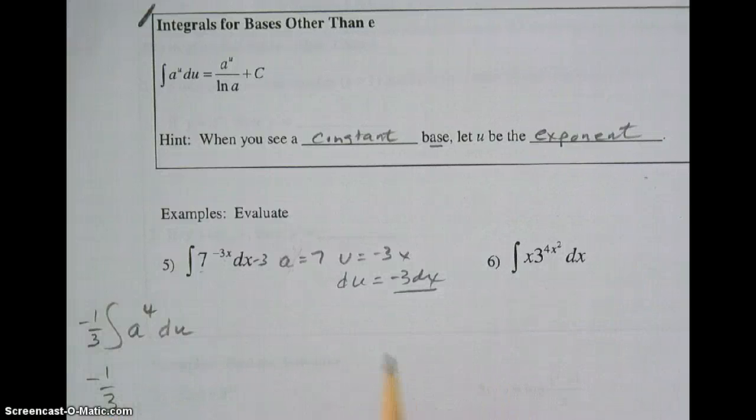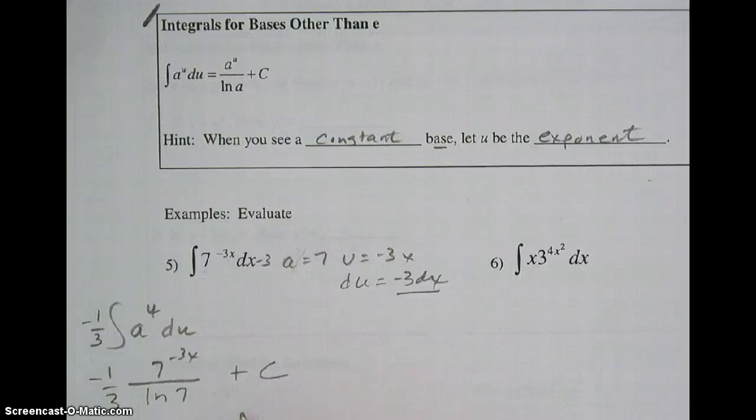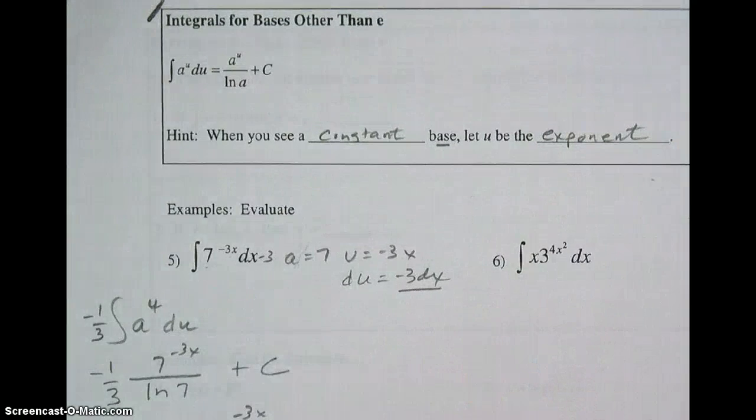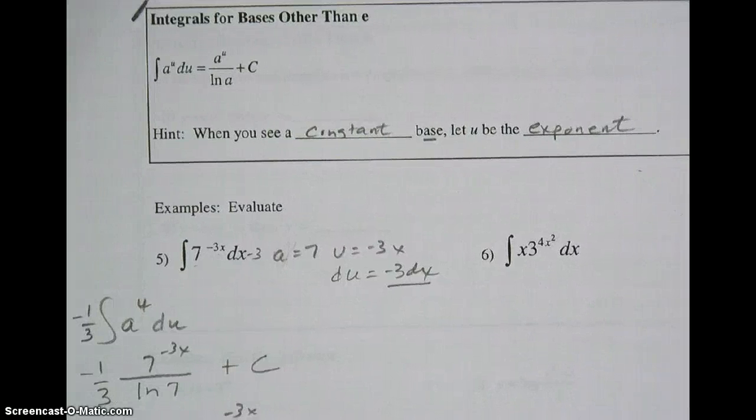What's the rule? The rule is a to the u on top over the ln of a on the bottom plus c. So cleaning this up, you might have everything on the top and everything on the bottom. Again, we're integrating, so make sure you include your plus c, and that would be your final answer.